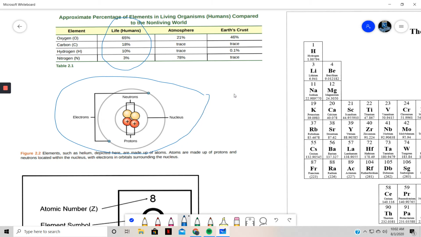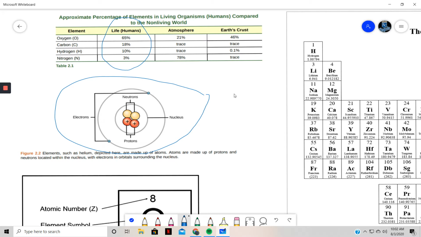This is an atom, and an atom is relative to matter as a cell is to the human body. So if you can think of what a cell is, our bodies are made up of a large collection of cells. Matter, whatever it might be, tabletop, book, piece of paper, is made up of a bunch of collections of atoms, whatever they might be, lead, whatever the element might be.